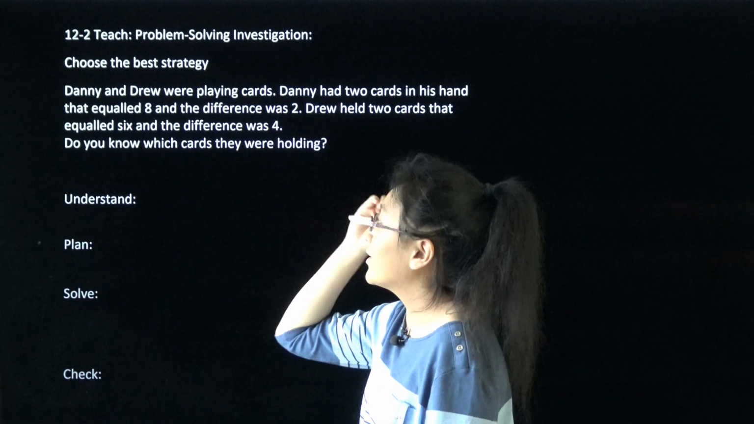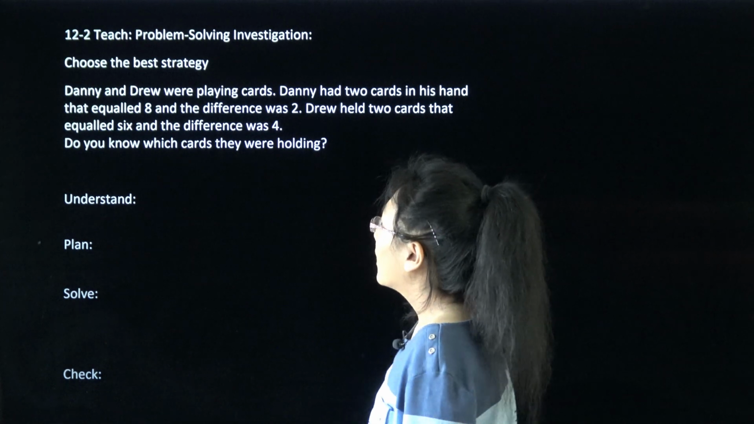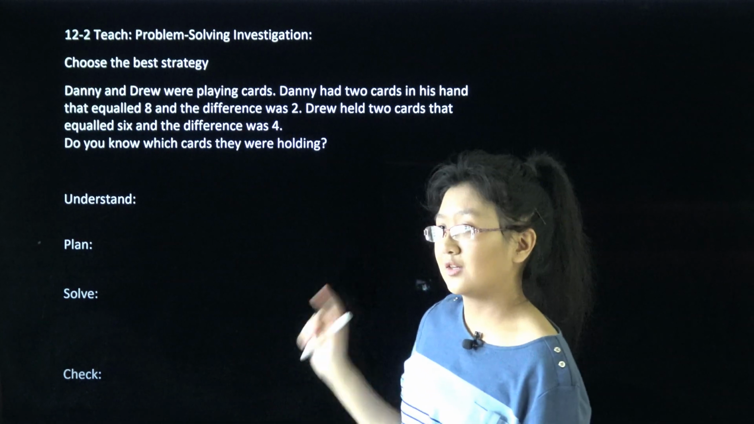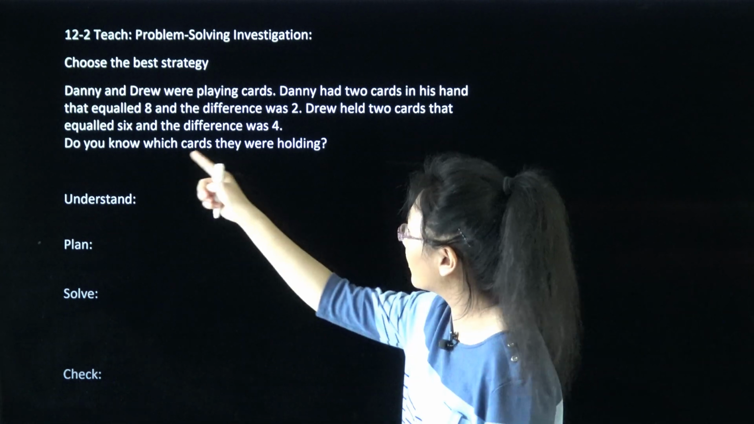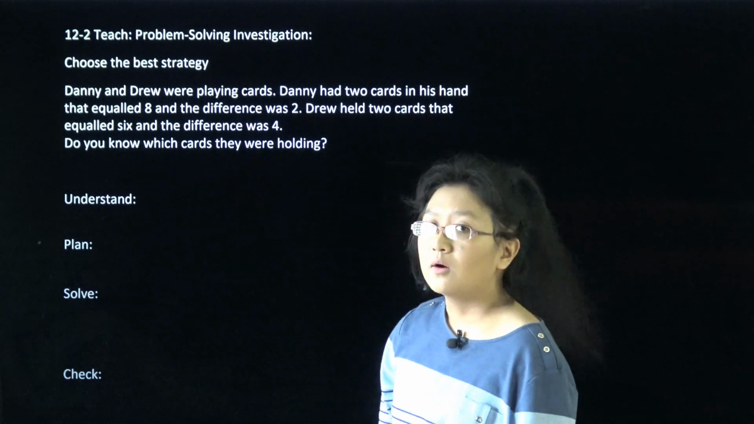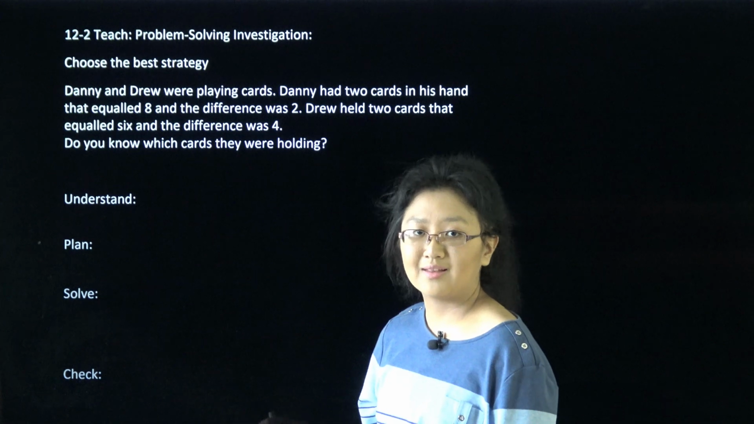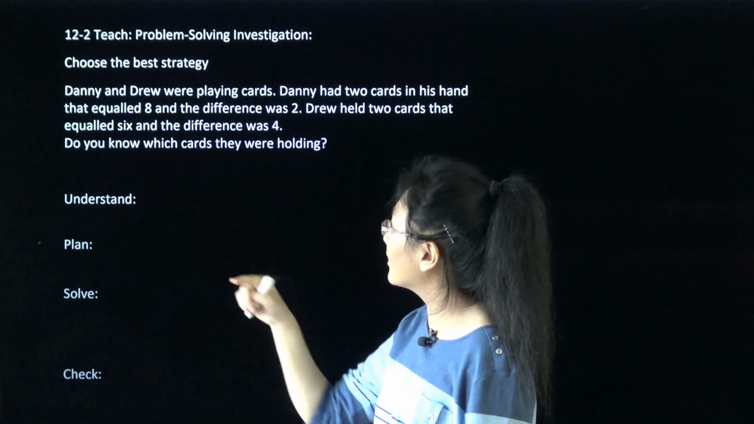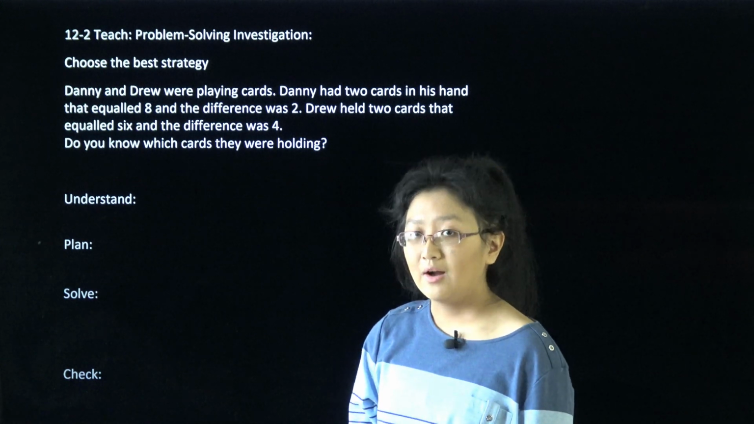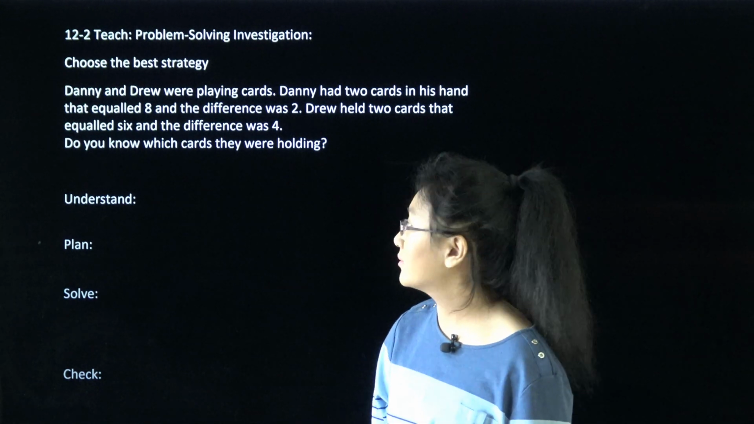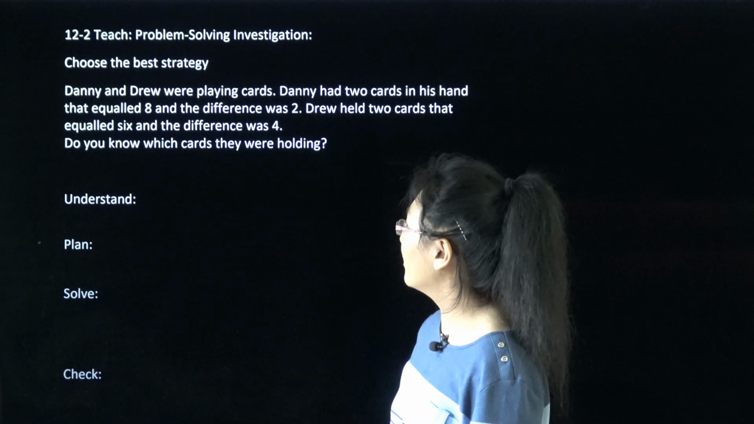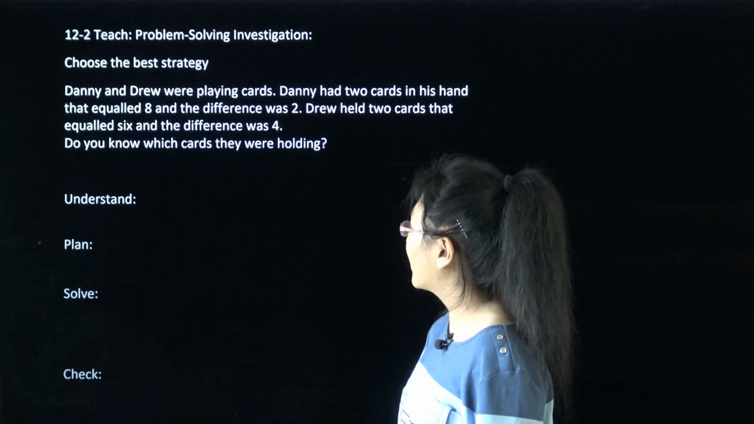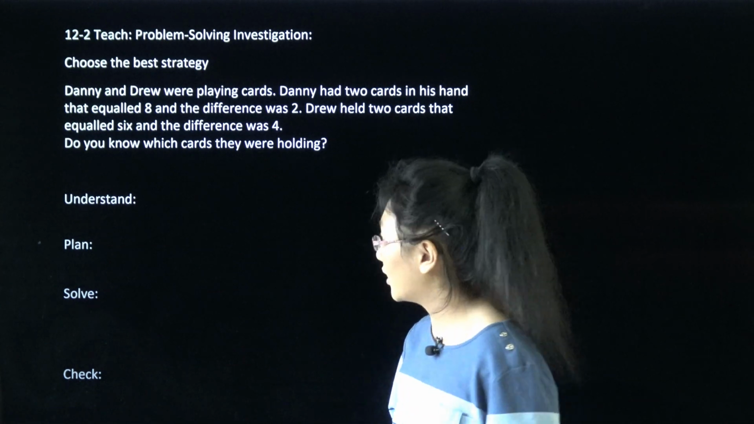Problem-solving investigation. So the question here is, Danny and Drew were playing cards. Danny had 2 cards in his hand where the sum was 8 and the difference was 2. Drew held 2 cards where the sum was 6 and the difference was 4. Do you know which cards they were holding? In short, the question asks us, which cards were they holding?